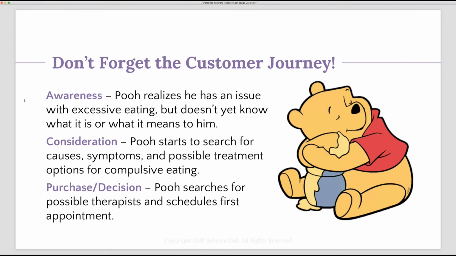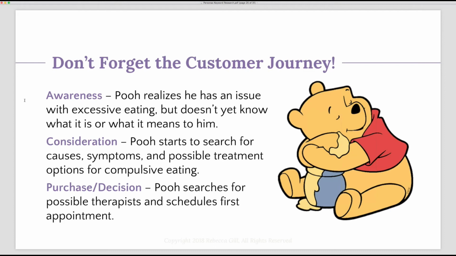The customer journey can be 3 segments, it can be 5 or 6, depending on how you're looking at it. When I do training like this, I like to keep it at 3 because that's the most simplistic view of it. The first is awareness. It's Pooh realizing he has an issue with excessive eating. He doesn't know yet what it is or what it means to him, but he's realized that maybe he's a little overweight and he's got an issue.